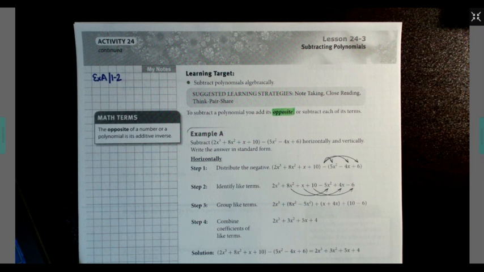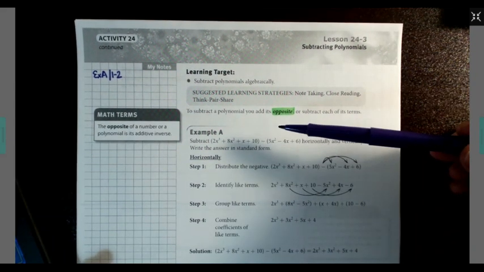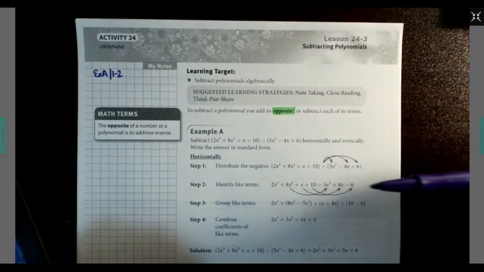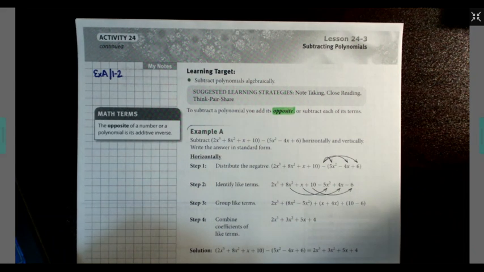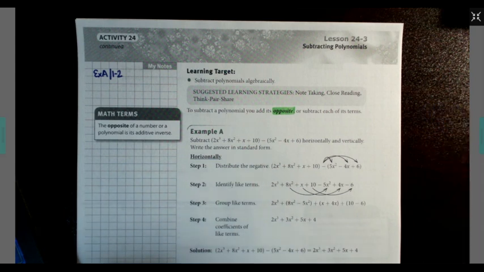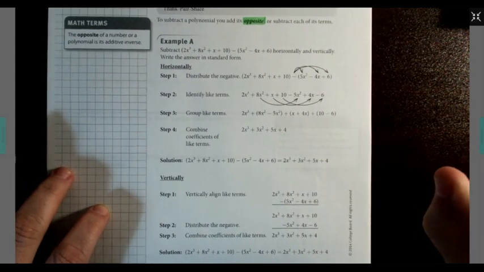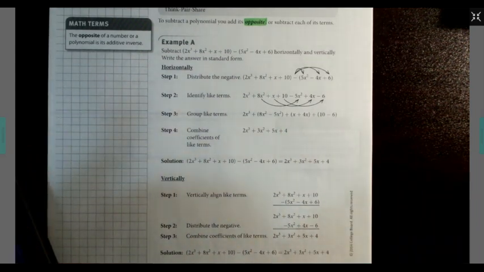The introduction to example A says, to subtract a polynomial, you add its opposite or subtract each of its terms. The opposite of a number or a polynomial is its additive inverse. There are two ways we can do these, either horizontally or vertically.